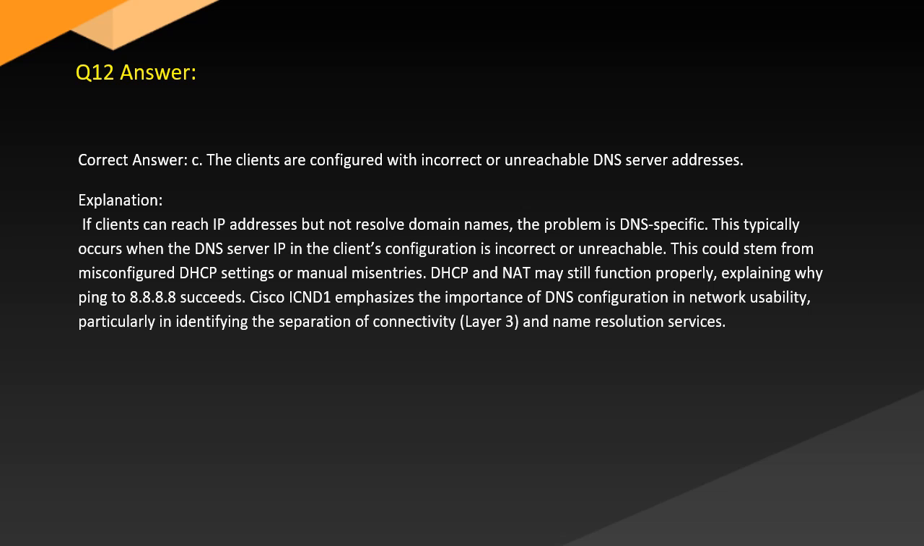Answer. Correct answer: C. The clients are configured with incorrect or unreachable DNS server addresses. Explanation. If clients can reach IP addresses but not resolve domain names, the problem is DNS specific. This typically occurs when the DNS server IP in the client's configuration is incorrect or unreachable. This could stem from misconfigured DHCP settings or manual misentry. IP and NAT may still function properly, explaining why pinging 8.8.8.8 succeeds. Cisco ICND emphasizes the importance of DNS configuration in network usability, particularly in identifying the separation of connectivity, Layer 3, and name resolution services.